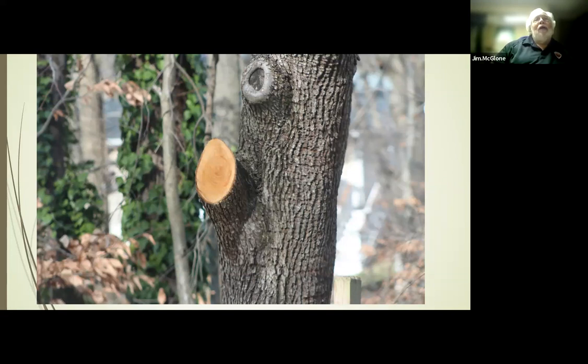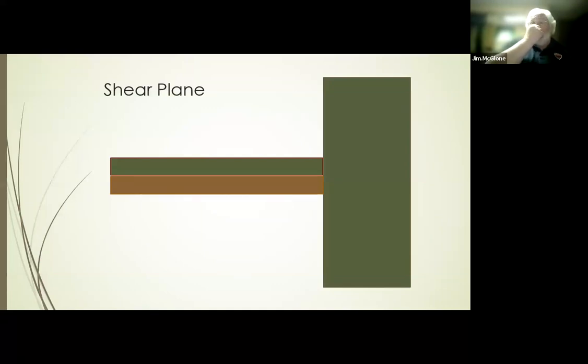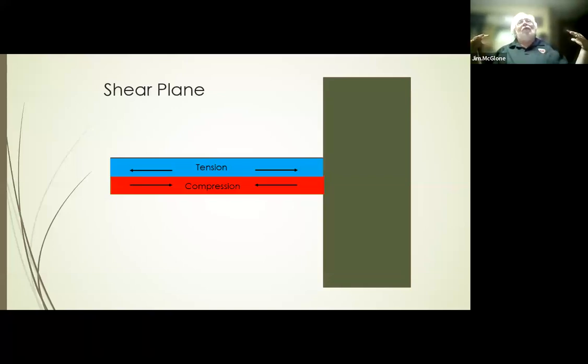Now, when we make pruning cuts, particularly when we're doing removal cuts, one of the things we have to be aware of is something called the shear plane. And if you hold your arm straight out from your shoulder, you can kind of feel what's going on in the branch, because you'll feel some stretch in the muscles on top of your arm. And so when a branch is sticking out from the trunk of the tree, the lower part is in compression, but the upper part is in tension. So the top fibers are being stretched while the lower fibers are being compressed.